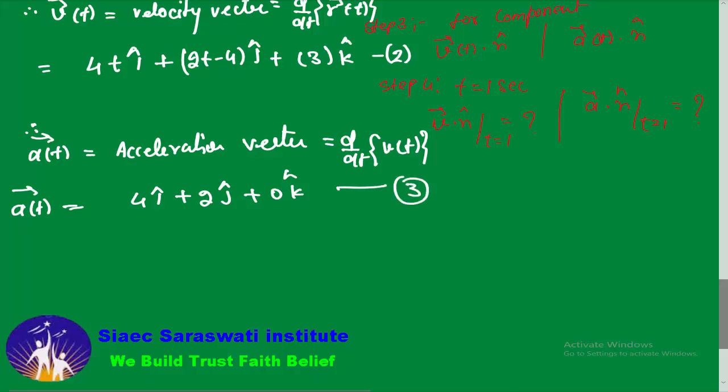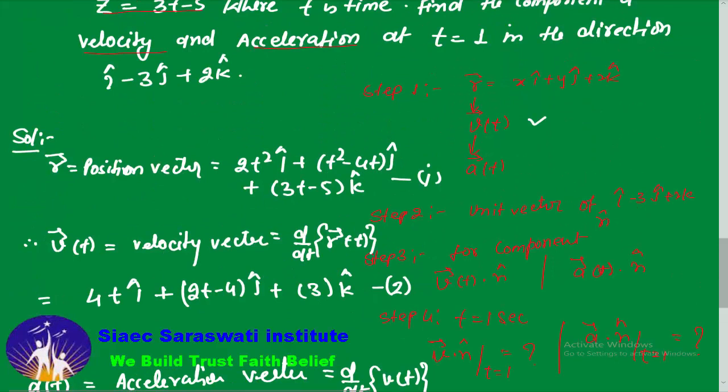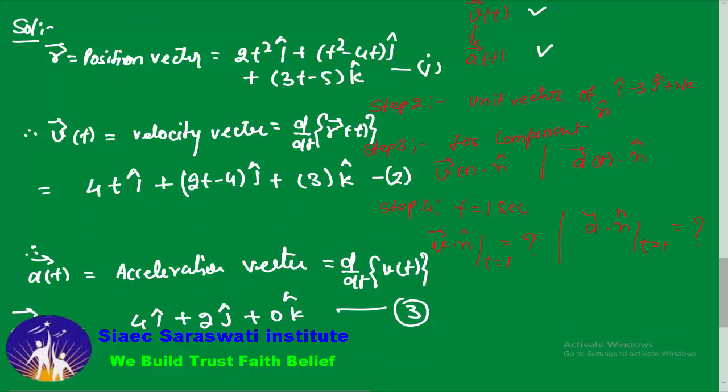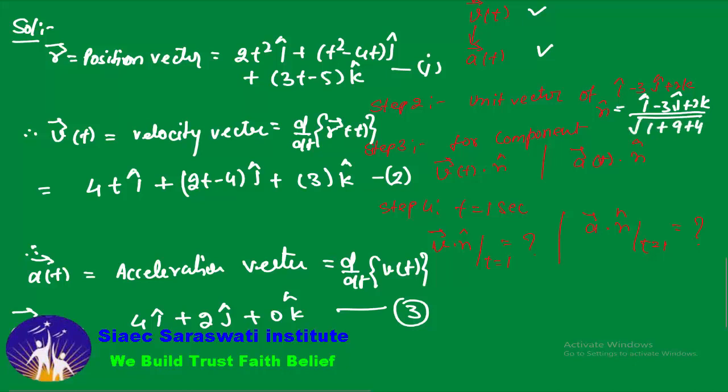So finally we find out the velocity and we find out the acceleration. Now the given vector is the n cap. Okay, so the unit vector, now the step number this one, that we have to find out the n cap. So n cap will be the given vector, i minus 3j and plus 2k divided by its magnitude. So magnitude will be, that is 1 plus 9 plus 4.